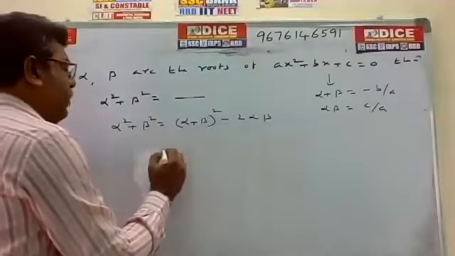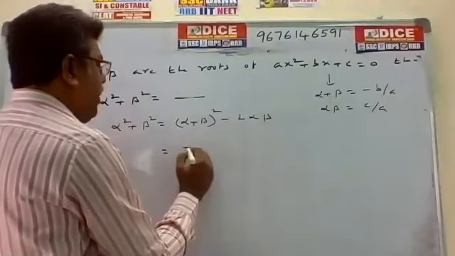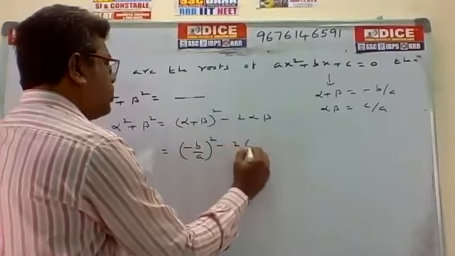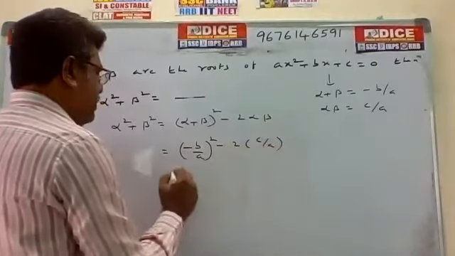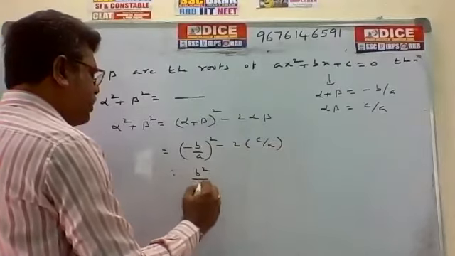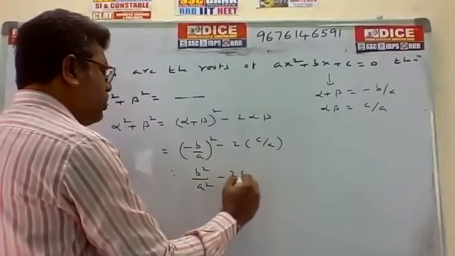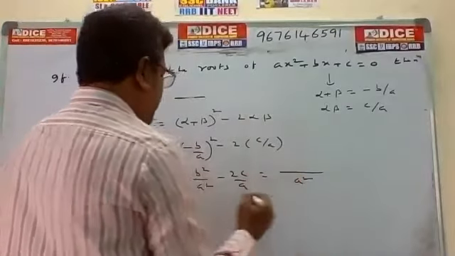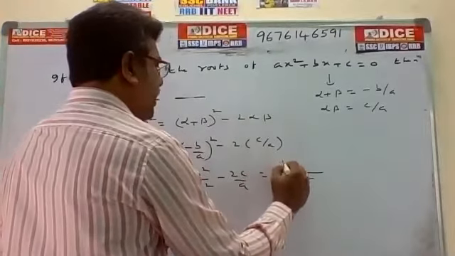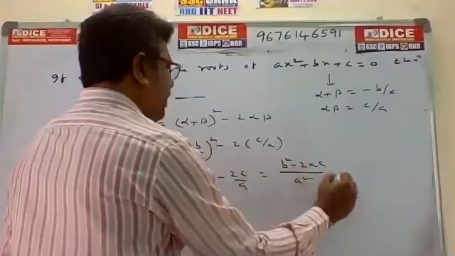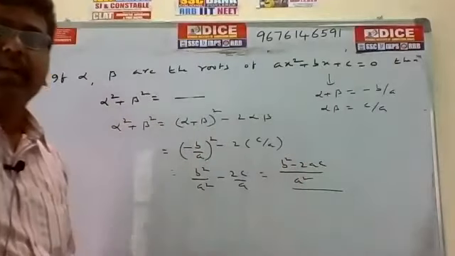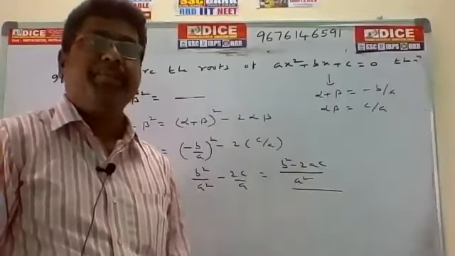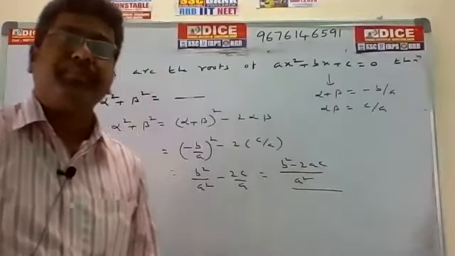Apply this: alpha plus beta is minus b by a, whole square, minus 2 into c by a. Expand this: b square by a square minus 2c by a. If we take LCM as a square, the answer is b square minus 2ac by a square. This is the answer.